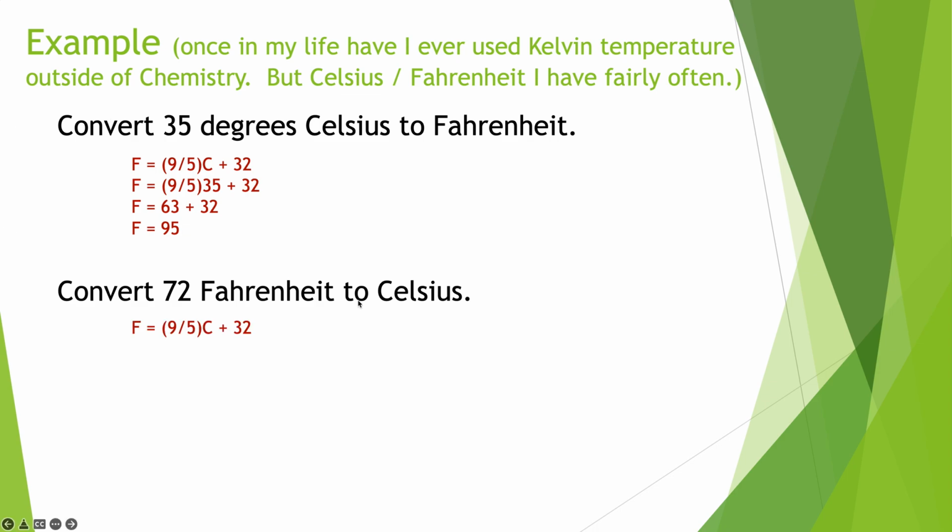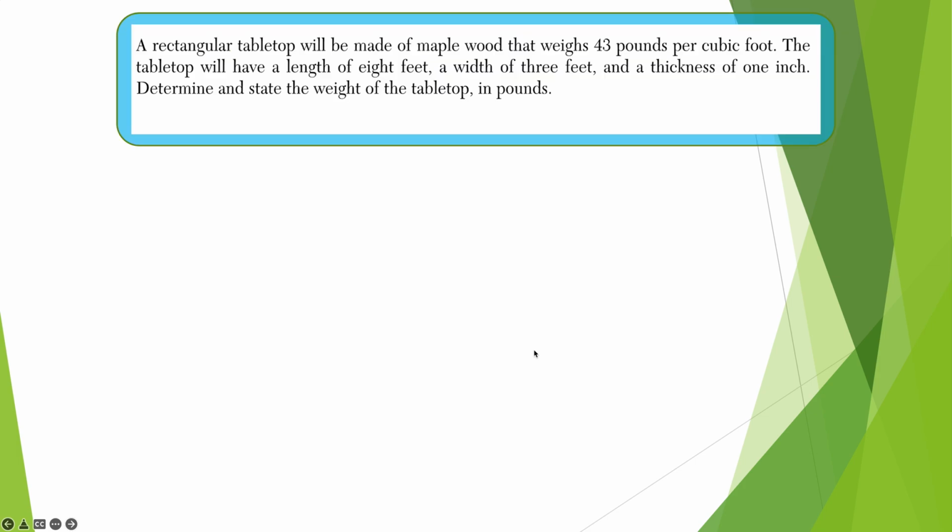Now, convert 72 Fahrenheit to Celsius. Now you're going to plug the 72 in, not for the C, but for the F, for Fahrenheit. So 72 is 9/5 C plus 32. Subtract 32 from both sides. That gives me 40 is 9/5 C, dividing by the 9/5. And C is 22.222 repeating degrees. That's the Celsius. Okay, so there's your conversions for you using a formula.